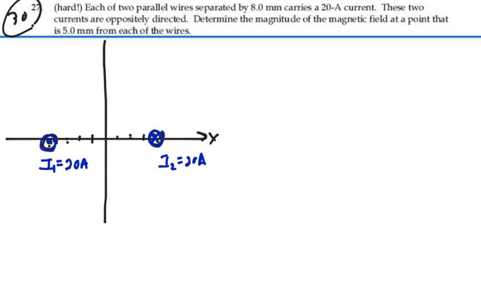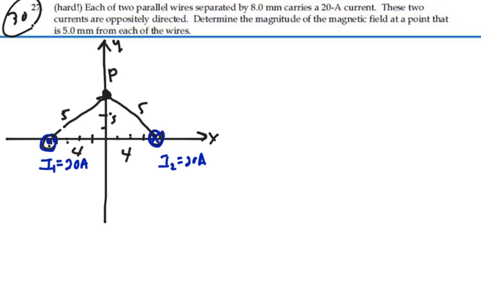Alright, so we have 4 millimeters to the origin as I've drawn it, and if we're going to go 5 millimeters from the wire, we have to go 3 up this way. So here's our point P up here on the y-axis, such that we're 5 millimeters from this wire and 5 millimeters from that wire. So there's our point P.